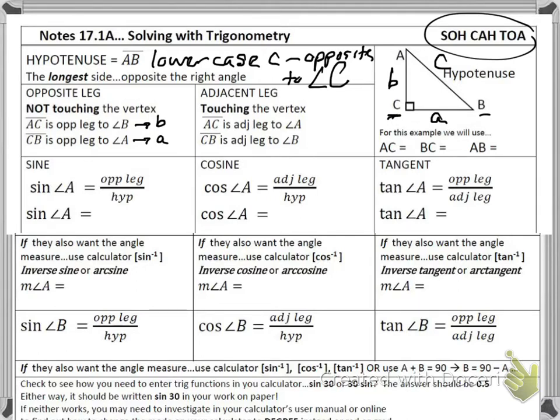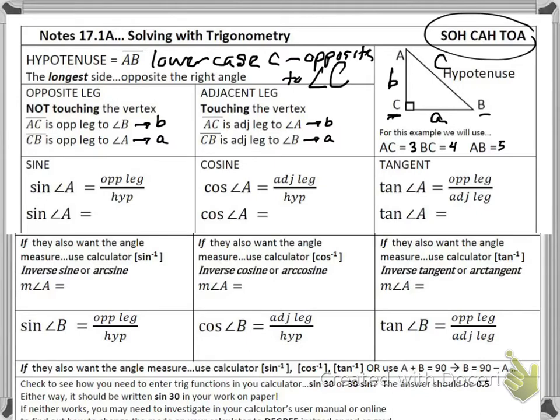Adjacent means touching. AC, side from A to C, is touching angle A. That is side b. C to B is the adjacent leg to angle B, so we call this one a. For these examples, we're going to use AC is 3, BC is 4, AB is 5, just because I think a lot of us know about 3, 4, 5 triangles.